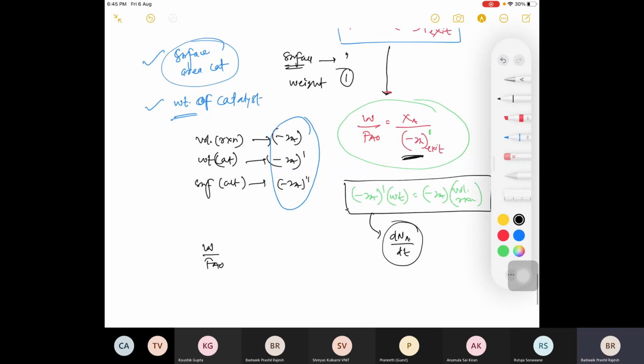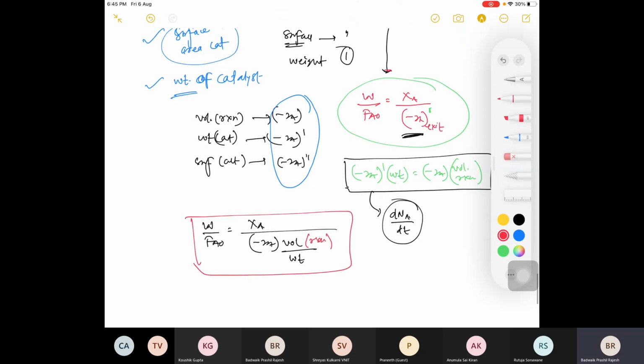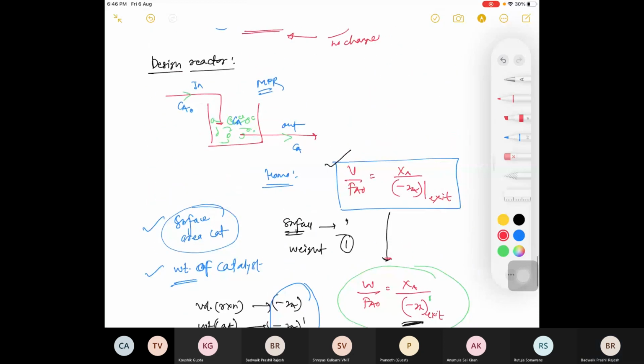W divided by F_A0 is equal to X_A divided by minus r_A, into volume divided by weight. So this is the volume of reaction mixture, and this is the weight of catalyst. So you can change that. This was about your MFR.